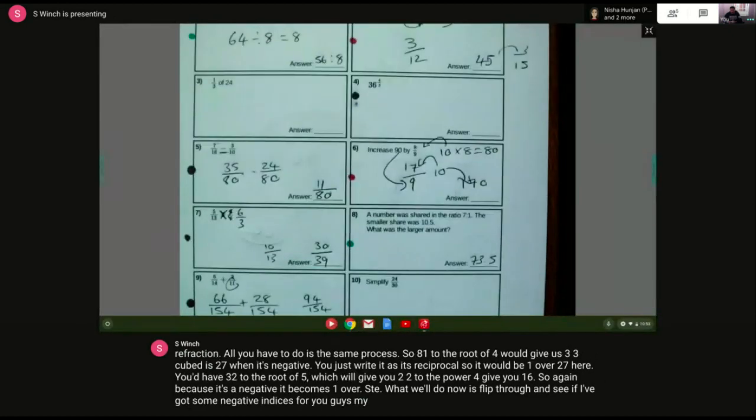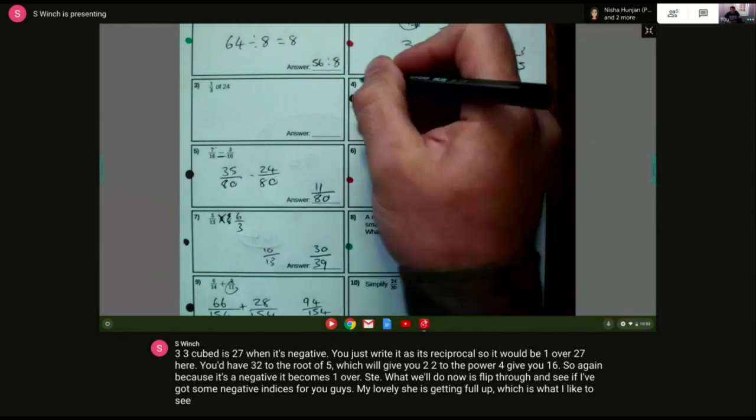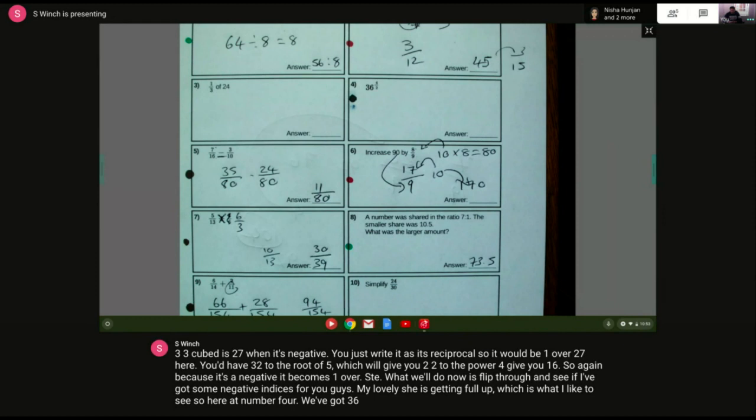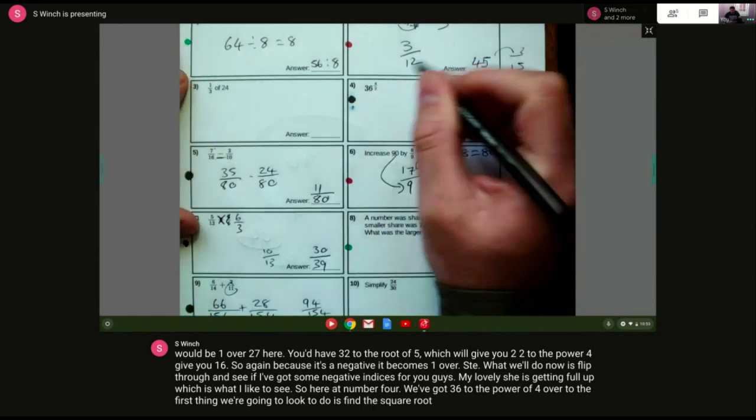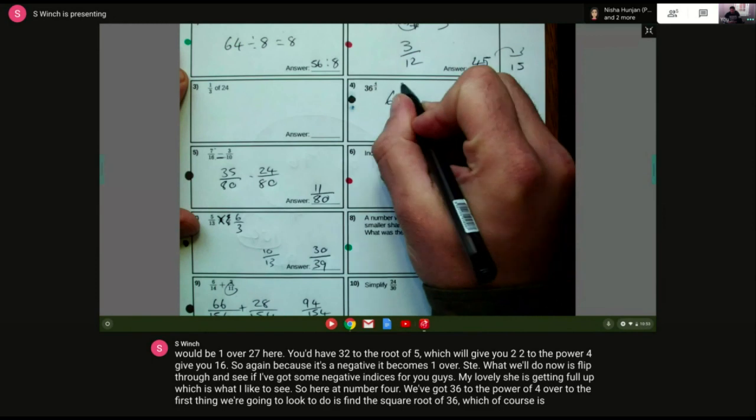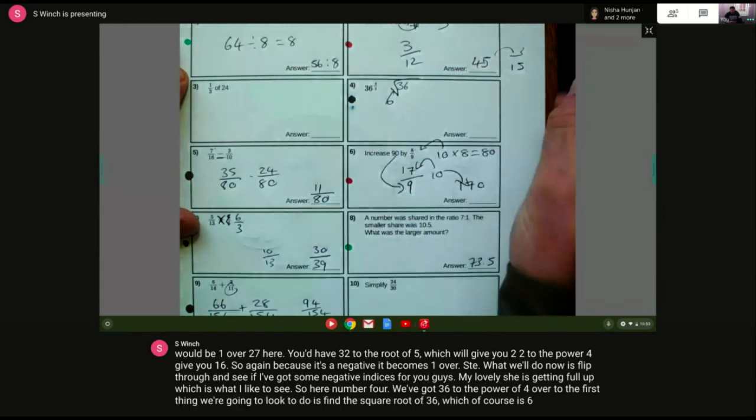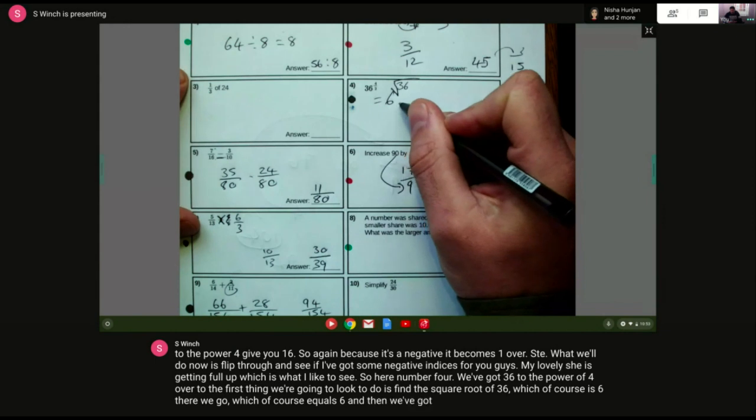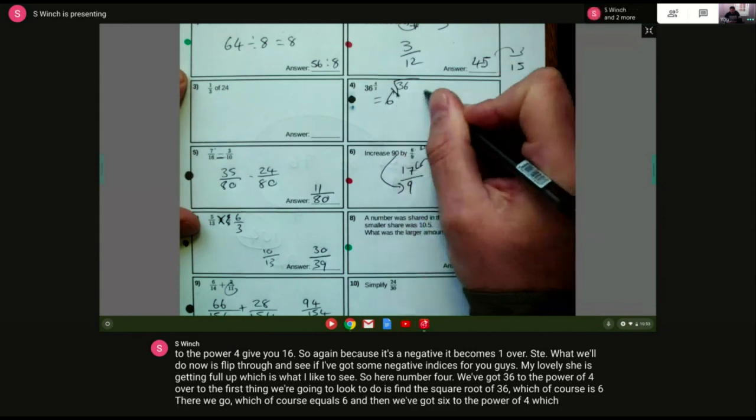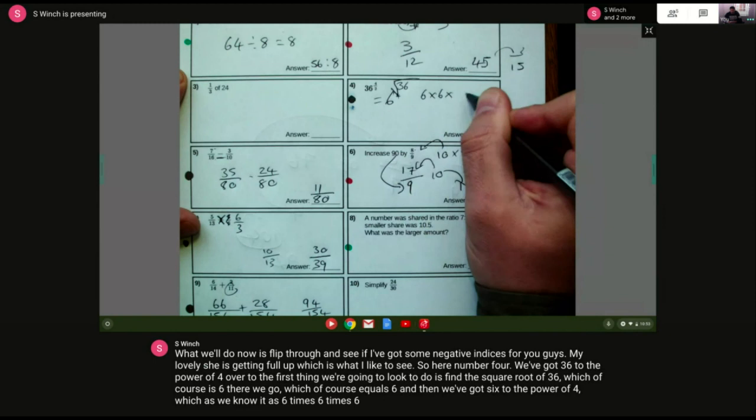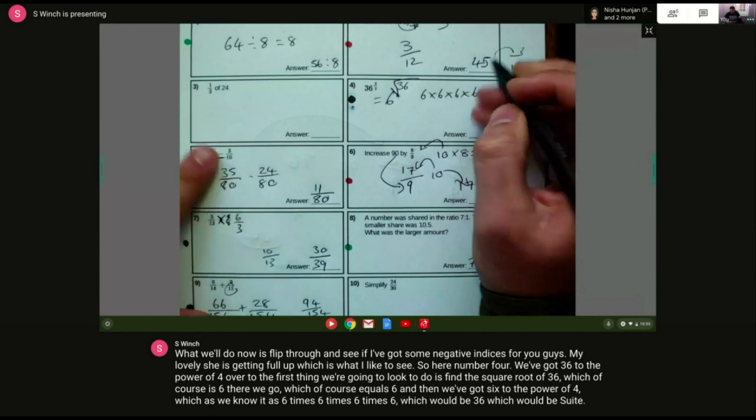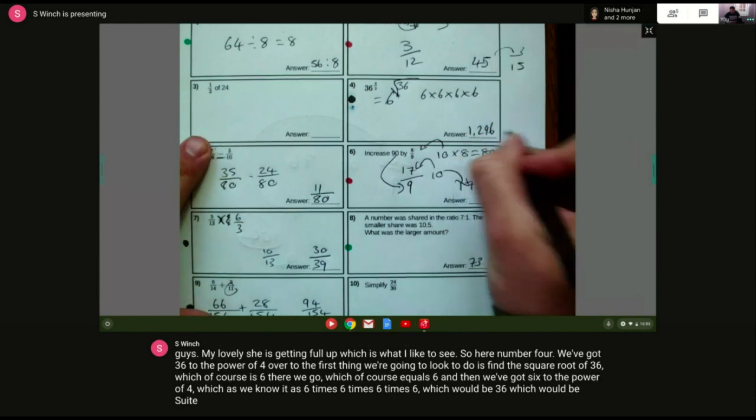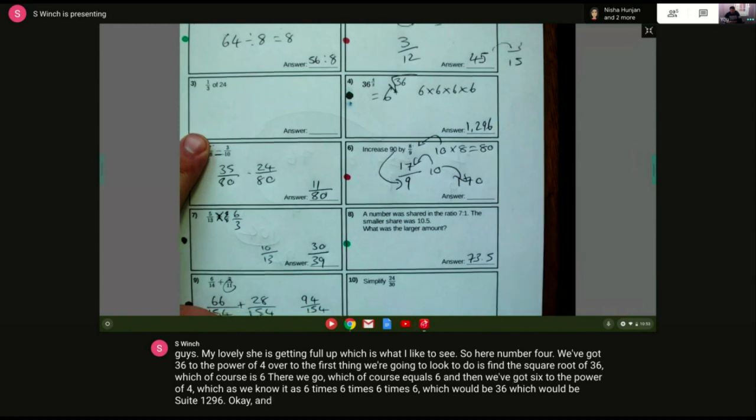And what we'll do now is flick through and see if I've got some negative indices for you. My lovely sheet is getting full up, which is what I like to see. So here at number 4, we've got 36 to the power of 4/2. The first thing we're going to look to do is find the square root of 36, which of course is 6. And then we've got 6 to the power of 4, which is 6 times 6 times 6 times 6, which would be 1,296.